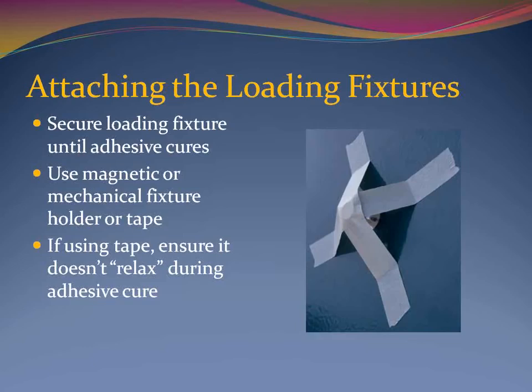The ASTM standard recommends applying constant pressure on the fixture until the adhesive sets. This is particularly important when the fixtures are attached to vertical surfaces, as they will likely slide down the surface before the adhesive has an opportunity to set. A magnetic or mechanical device may be used. However, adhesive tape is more common. If tape is used, it should be routinely inspected to ensure it doesn't relax over time and allow air to enter the fixture-to-surface interface.